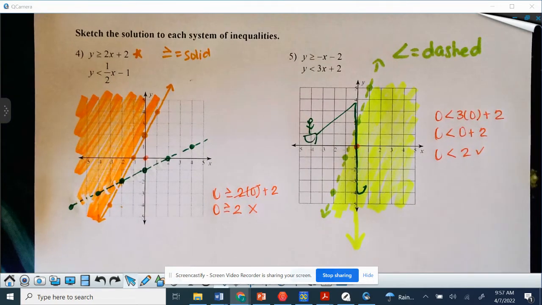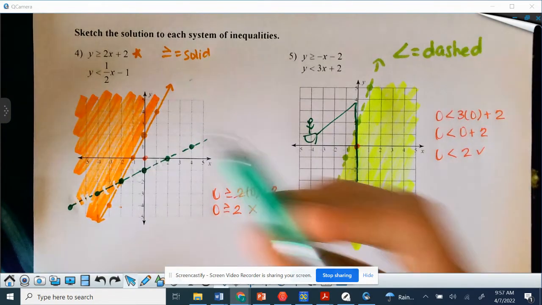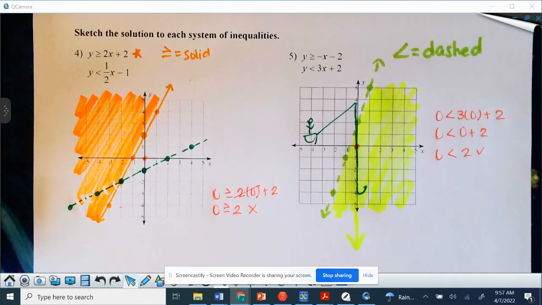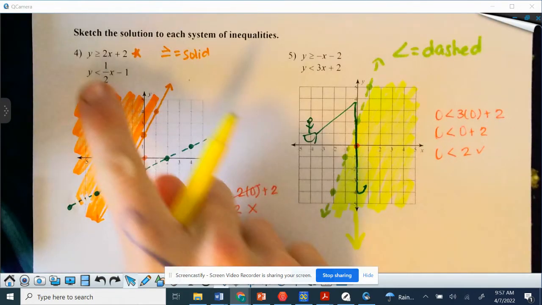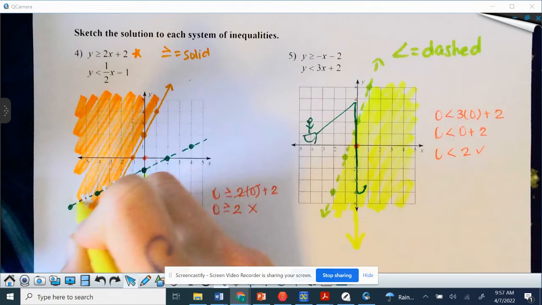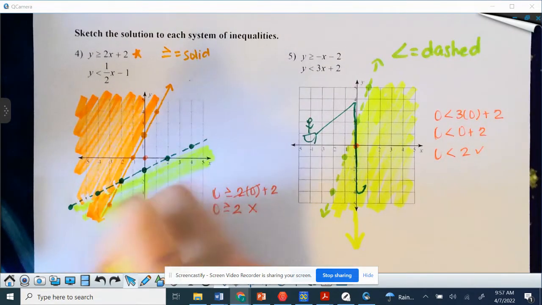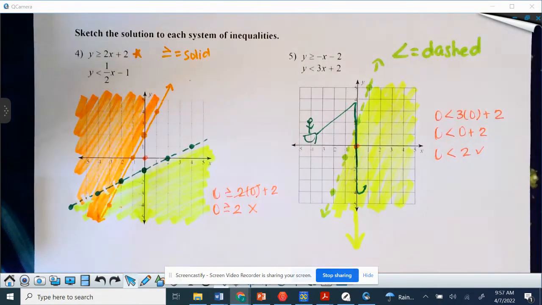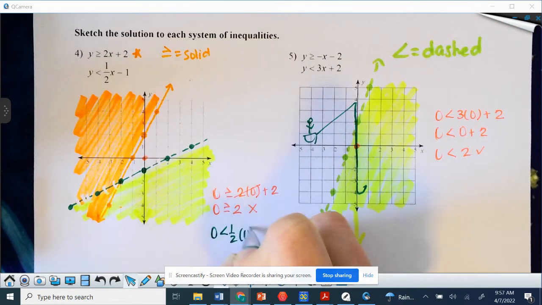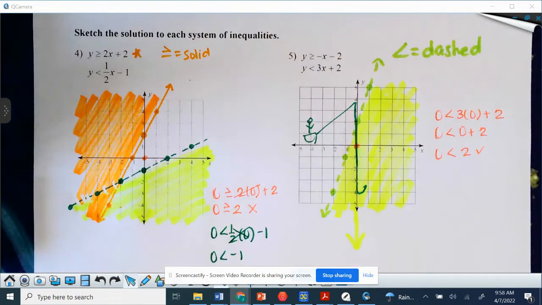If we were just doing linear, then our solution to the linear pair would be right here. But because it is inequalities, we know from here it's y is less than, so we're going to shade down the y-axis, which is this way. And again, you could plug in your 0. So 0 is less than 1/2 times 0 minus 1. Is 0 less than negative 1? No, it's not. So you're shading away from 0, 0 again.